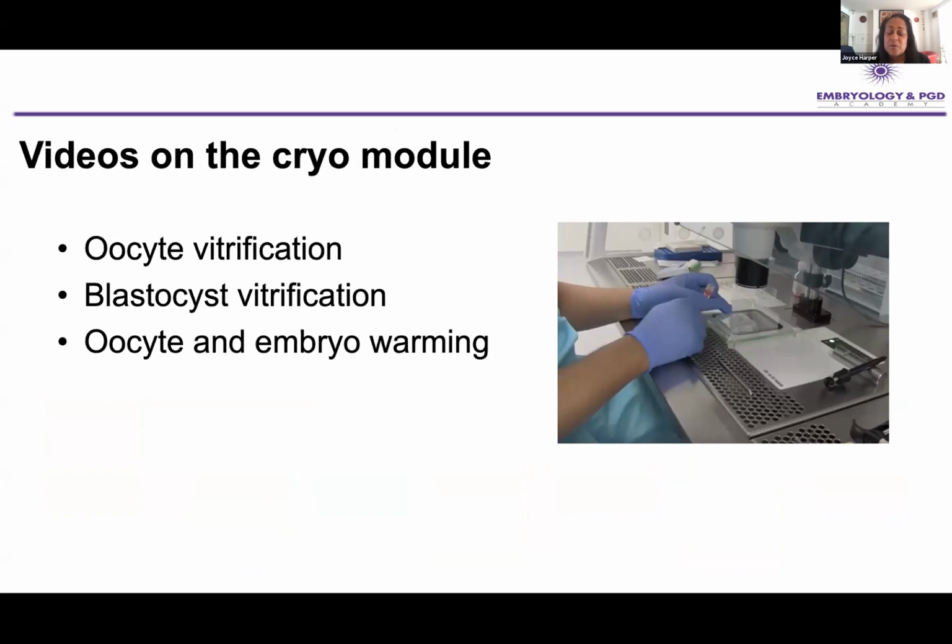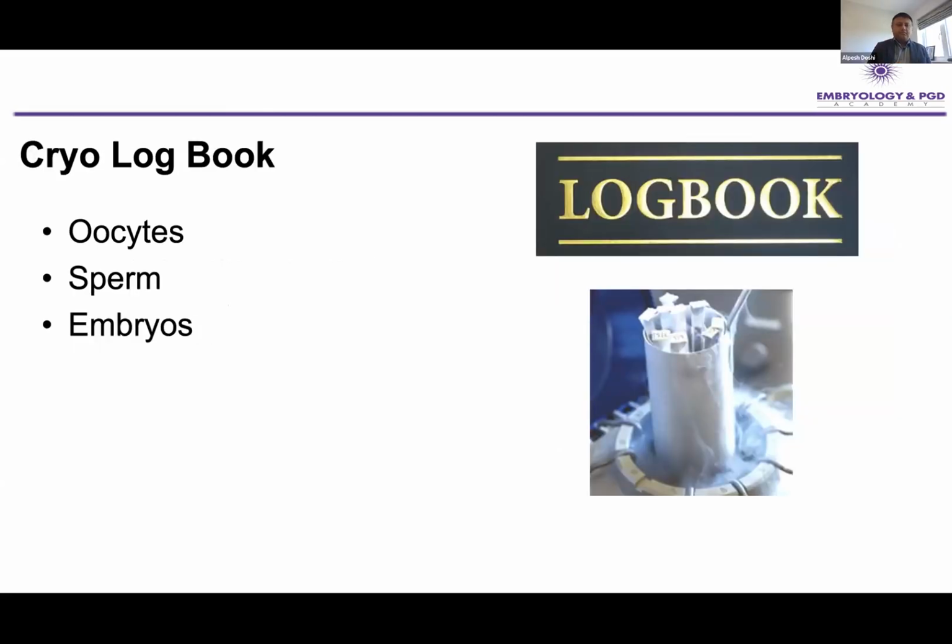We also have videos that we've done in Alpesh's clinic. Alpesh a few years ago set up his own clinic, IVF London. So we have spent time there doing some videos. So we've done oocyte vitrification, blastocyst vitrification, and oocyte and embryo warming. There's also a logbook. So for the first 4 modules, there's a logbook for those doing the full certificate. And the cryo logbook contains log information on oocyte, sperm, and embryo freezing. If you don't do one of these in your lab, I know some places don't do oocyte freezing, then obviously we make allowances for that.